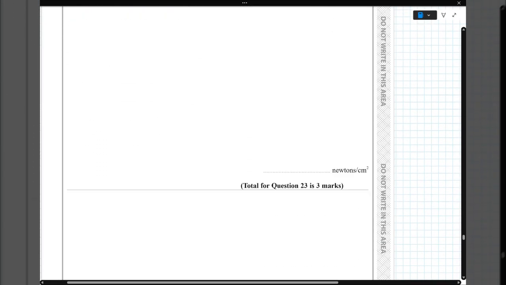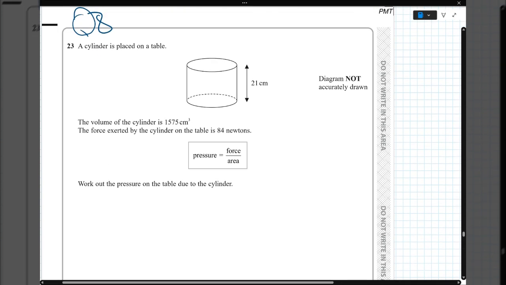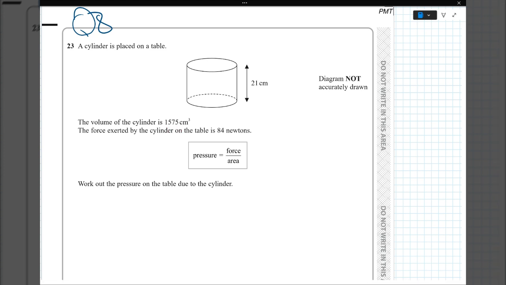Okay, question 8, 3 marks. I'll get this one done and we'll end the video. A cylinder is placed on a table. The volume of the cylinder is 1,575. The force exerted by the cylinder on the table is 84 newtons. Work out the pressure on the table due to the cylinder.